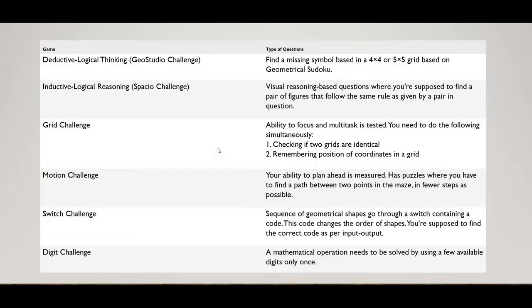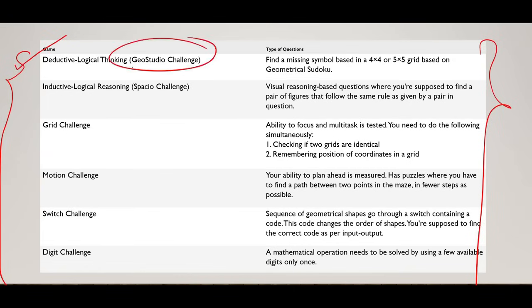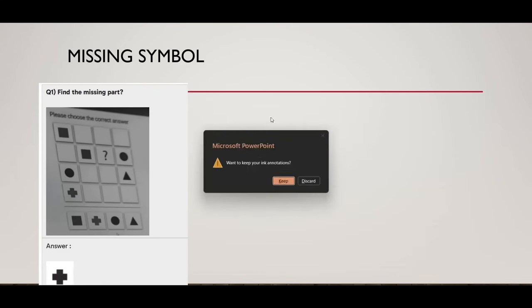Let's start with our structure first of all. There are multiple types of games. The first game which we will be discussing in this video is deductive logical thinking, or the Geo Studio challenge. This is the first type of challenge-based game which we will be solving, and I will be solving some difficult questions so you can get an idea. In this series, we need to find a missing symbol based on a 4 cross 4 or 5 cross 5 grid, based on the geometrical Sudoku. This is the first type of game which Cognizant asks. Let's understand about this game, then we will solve some questions.